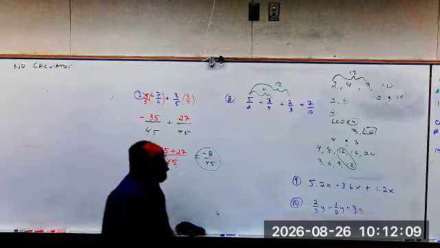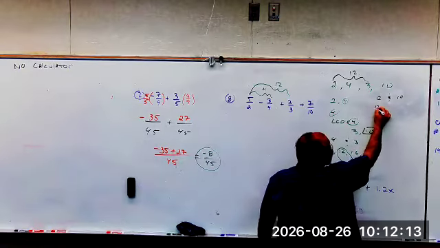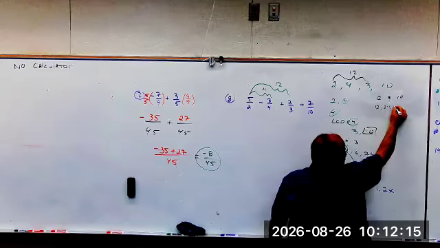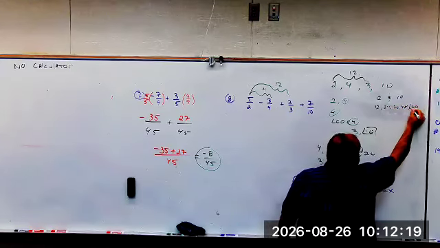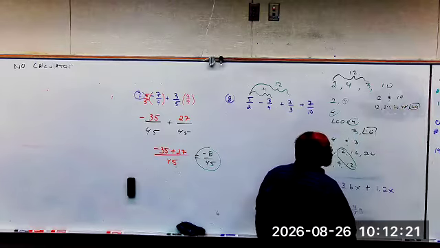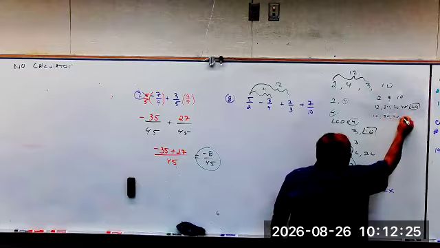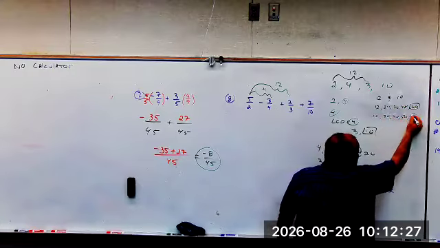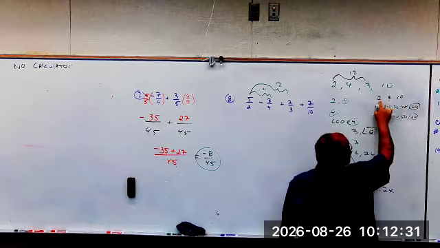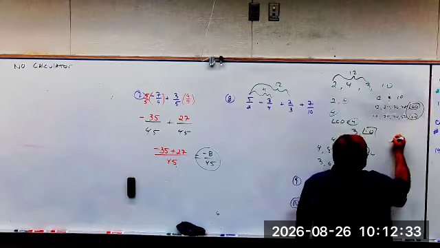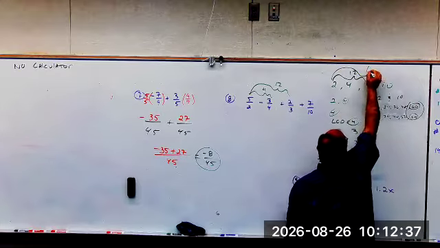So the multiples of 12: 12, 24, 36, 48. Look at that, 60. And the multiples of 10: 10, 20, 30, 40, 50, 60. So the least common multiple for 12 and 10 is 60. So the least common multiple for all four is going to be 60.